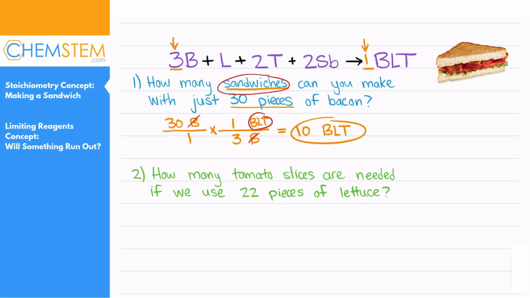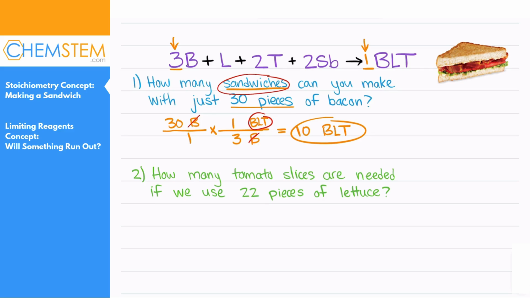But this, of course, assumes we have unlimited everything else. If we didn't have any tomatoes or lettuce, we wouldn't make any sandwiches, right? So that's one thing you got to know about stoichiometry. There could be lots of different reactants or even sometimes products, and you just got to focus on usually 1 or 2 things at a time. Now, there are situations called limiting reactants or limiting reagents where you do have to do a little bit more, but it's really not that bad. Let's do the second one.